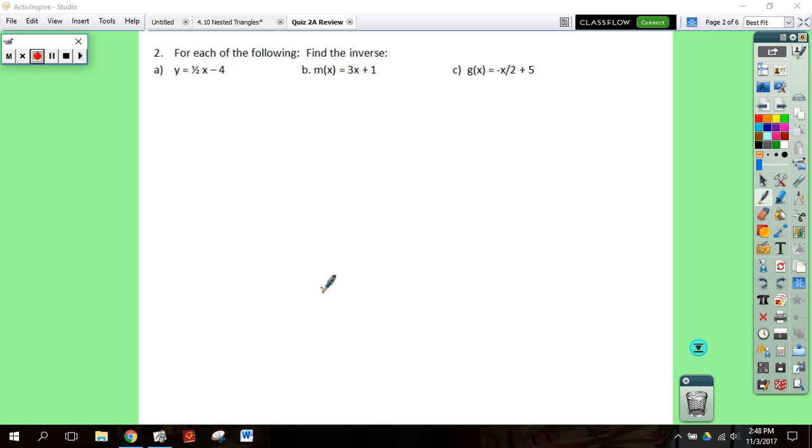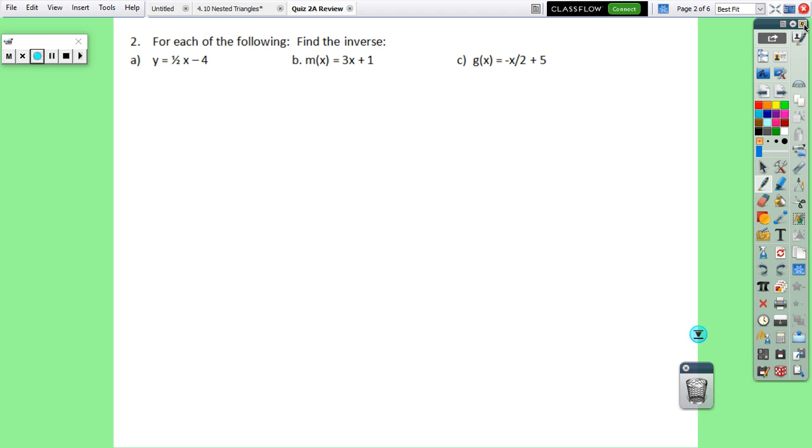So this is the quiz review, 2A quiz review. For each of the following, find the inverse. So remember that the very first step when you're finding the inverse is you take the x, just the x and the y, not any of the numbers, and you just trade their places.